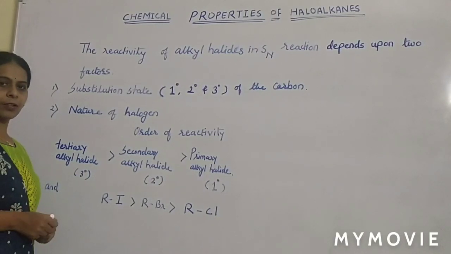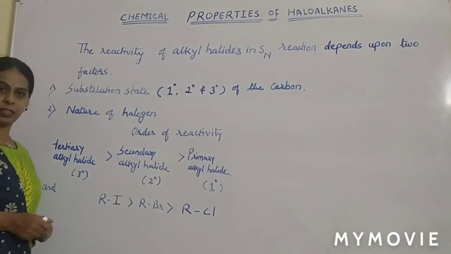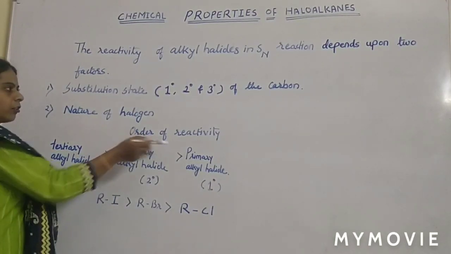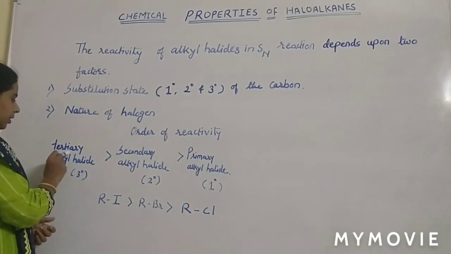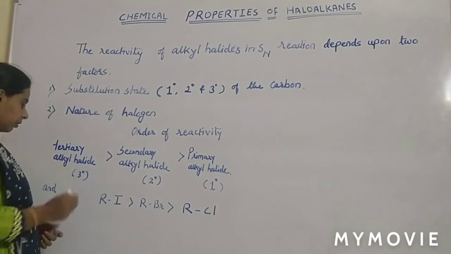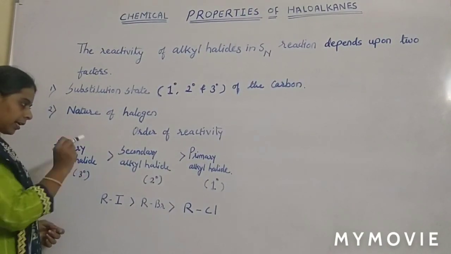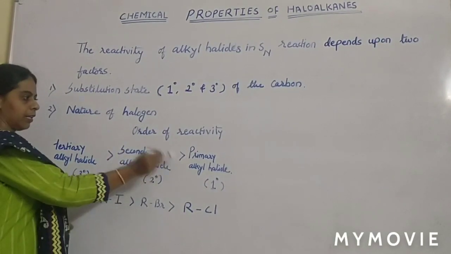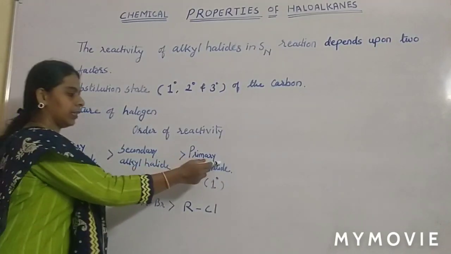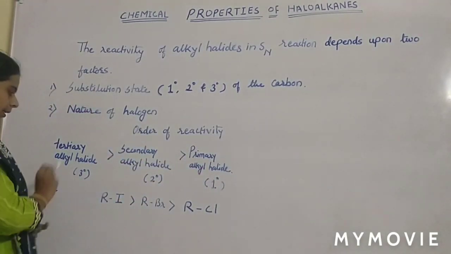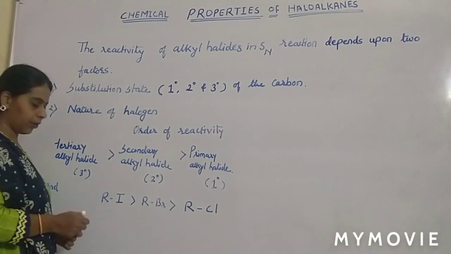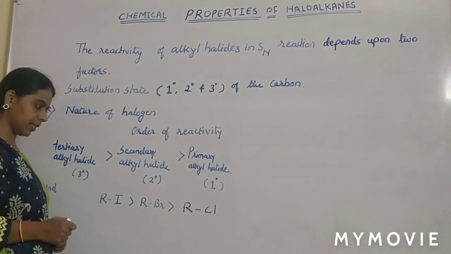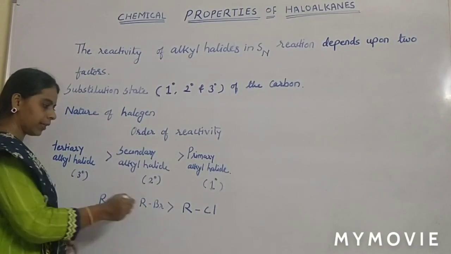Nature of halogen, whether it is a chlorine halogen atom attached to the carbon, whether it is chlorine, bromine, iodine, fluorine, etc. Now the order of reactivity is tertiary alkyl halide, that is 3-degree, which is very highly reactive compared to secondary alkyl halide, that is 2-degree, which is also very highly reactive compared to primary alkyl halide, that is 1-degree. And again RI, that is iodine attached to the alkyl halide, is highly reactive compared to alkyl bromide.